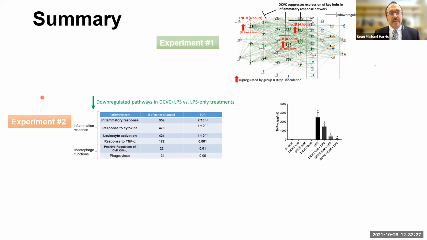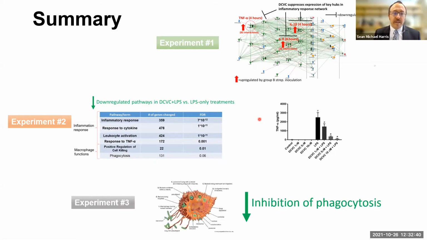We saw that DCVC was downregulating genes involved in multiple inflammation processes, as well as macrophage functions, as well as pro-inflammatory cytokine release. And then finally, in the last experiment, we saw that there was an inhibition of actual phagocytosis with increasing concentrations of DCVC.